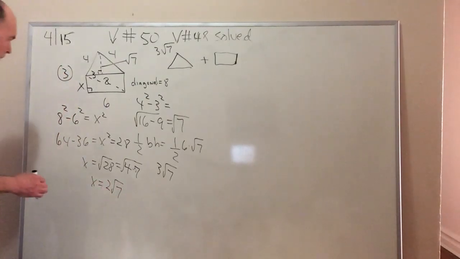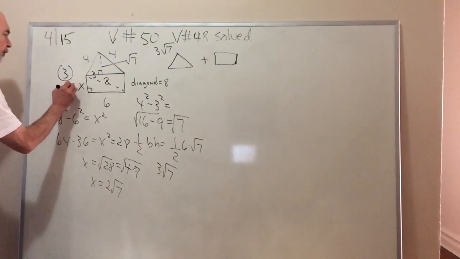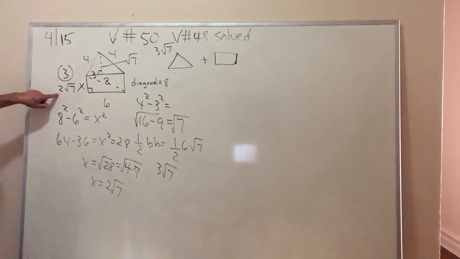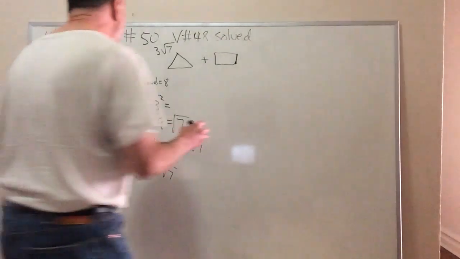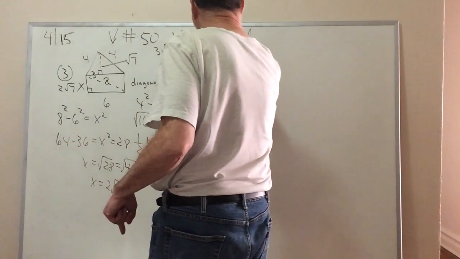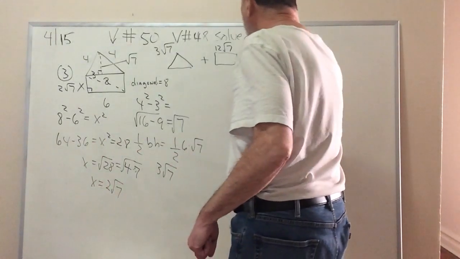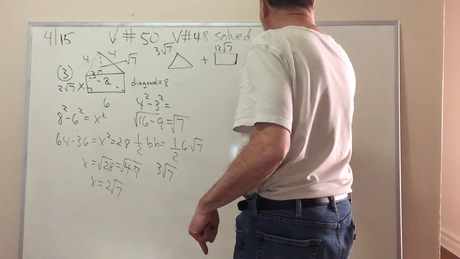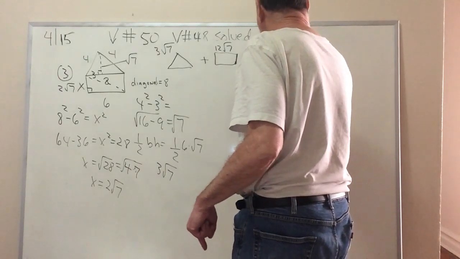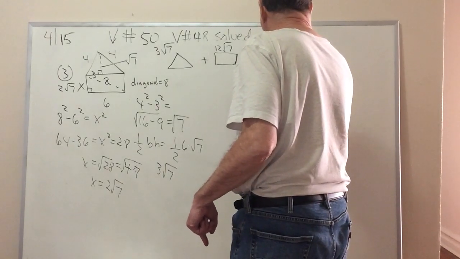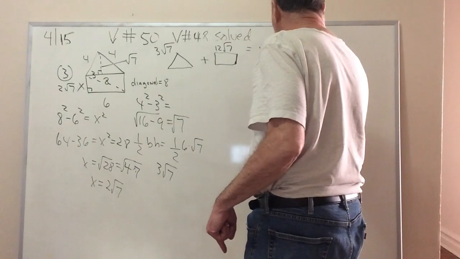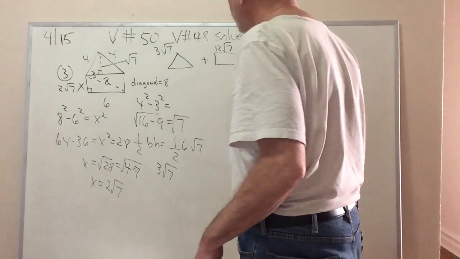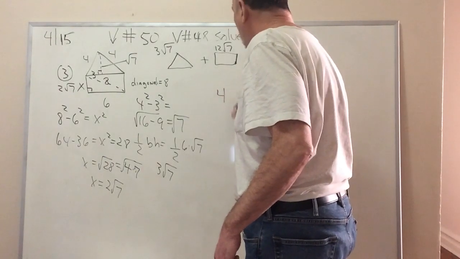Oh, okay. So the side here is 2 radical 7. So 2 radical 7 times 6 is 12 radical 7. Add them all together, and the area is 15 radical 7 square units. And since I have all the sides here, I have 4.